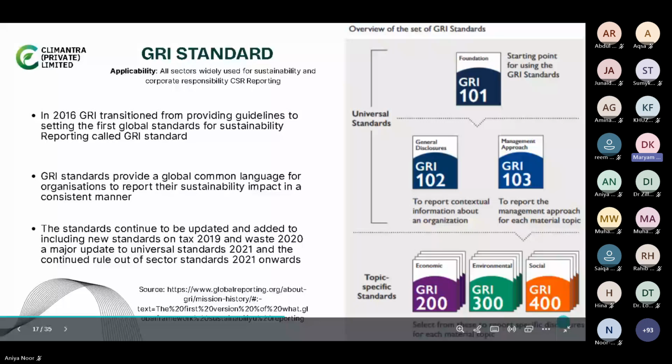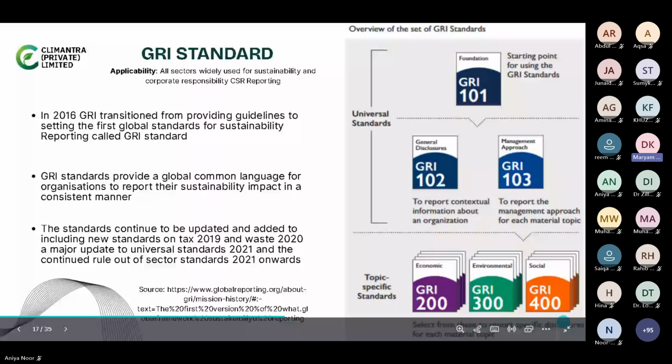So when you publish your sustainability report in that format, it is recognized worldwide. And these standards continue to be updated and new standards added. Obviously, it also includes taxes and waste. Previously it was not included in those standards, but now it is. And it is a major update to the Universal Standards 2021, and it continues.